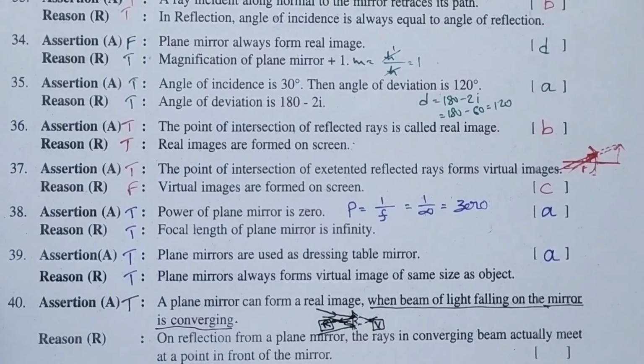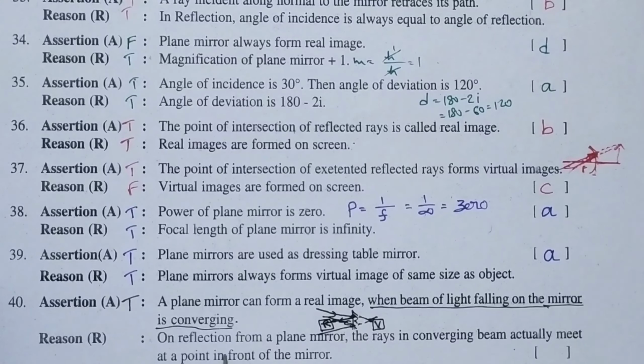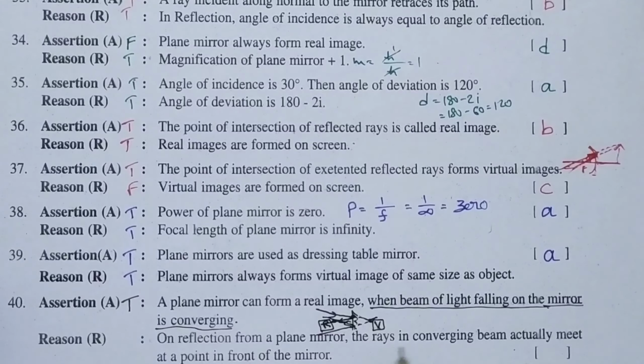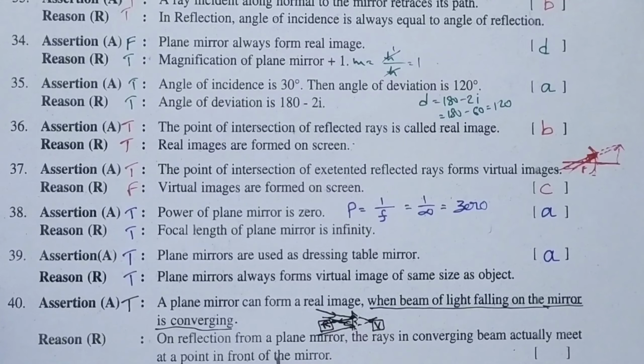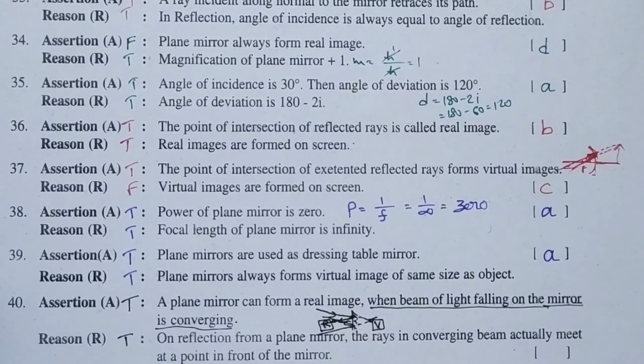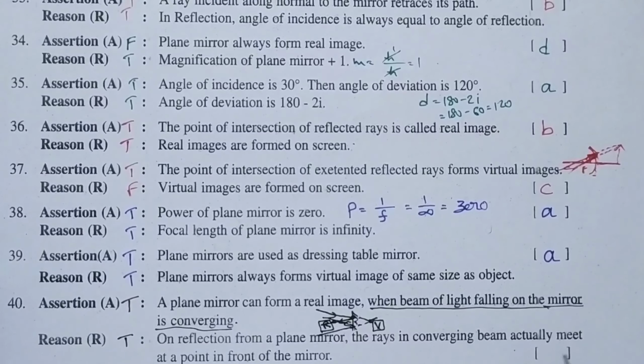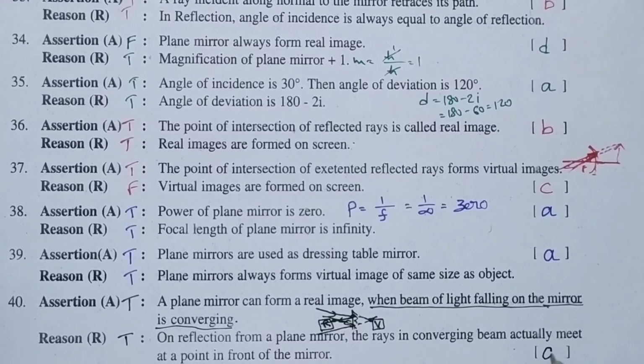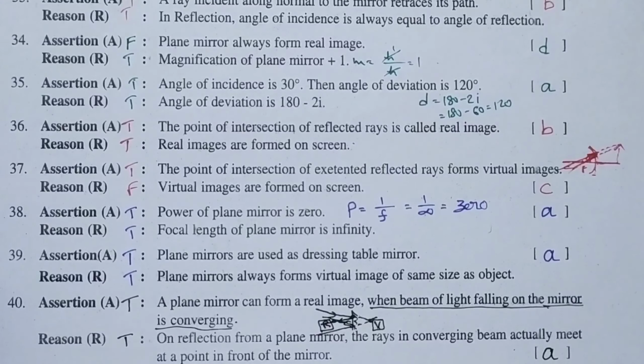So it is true. On reflection from a plane mirror, the rays in a converging beam actually meet at a point in front of the mirror. So this is also true. In fact, this is supporting A. So in this case, for the 40th one, option A is the right answer.